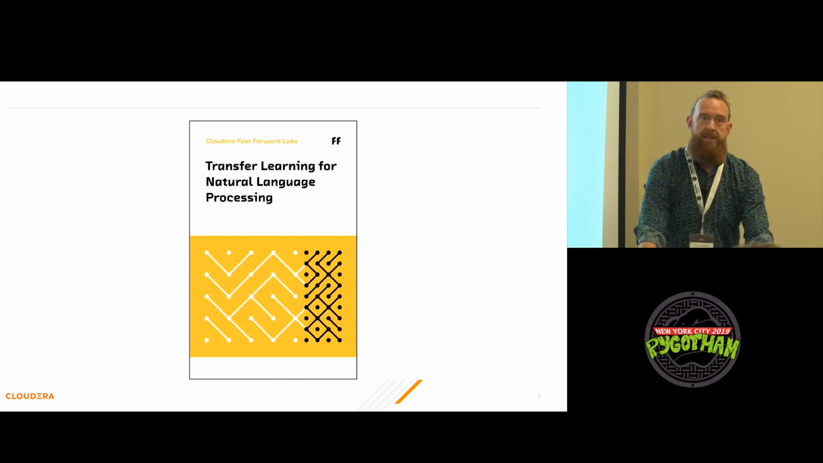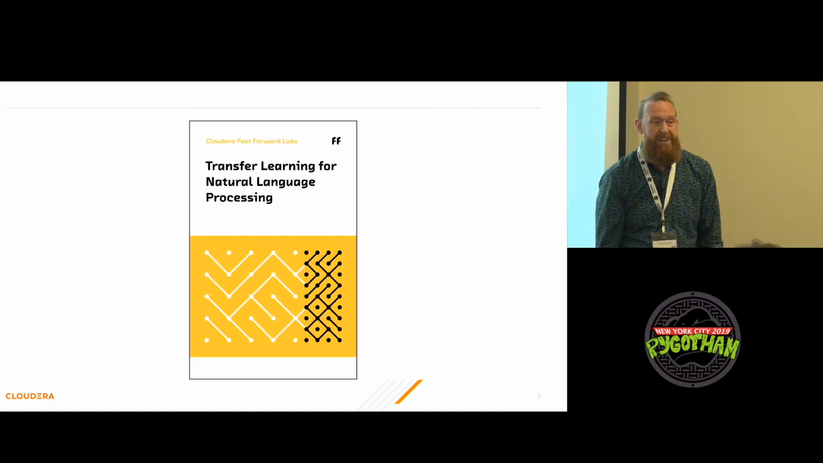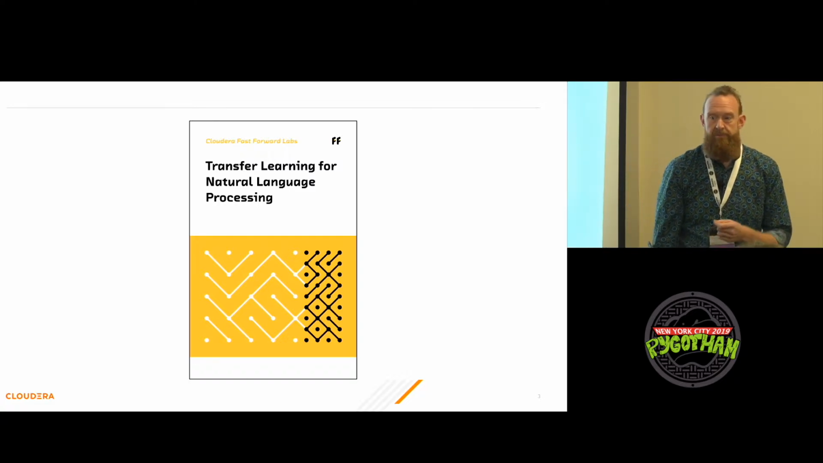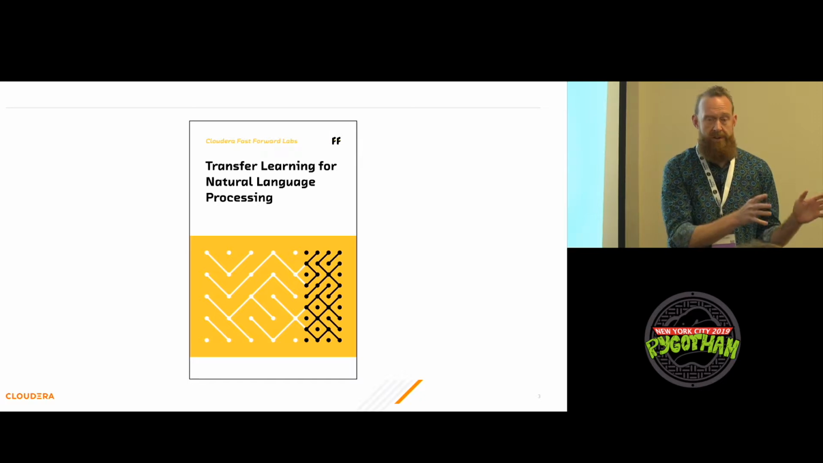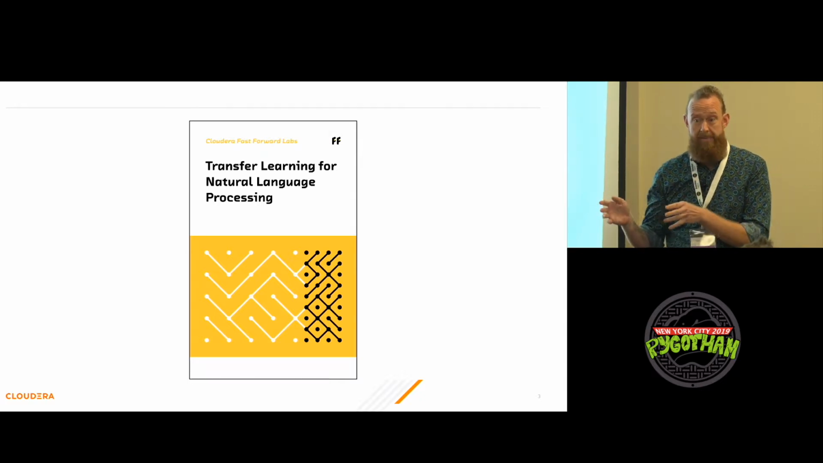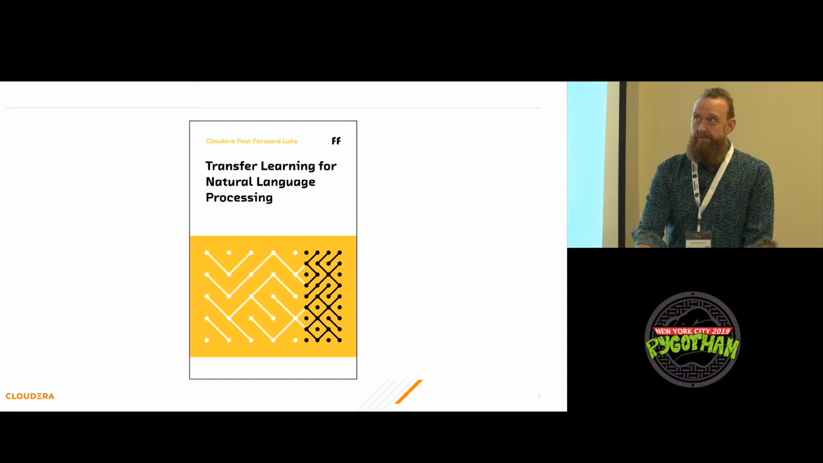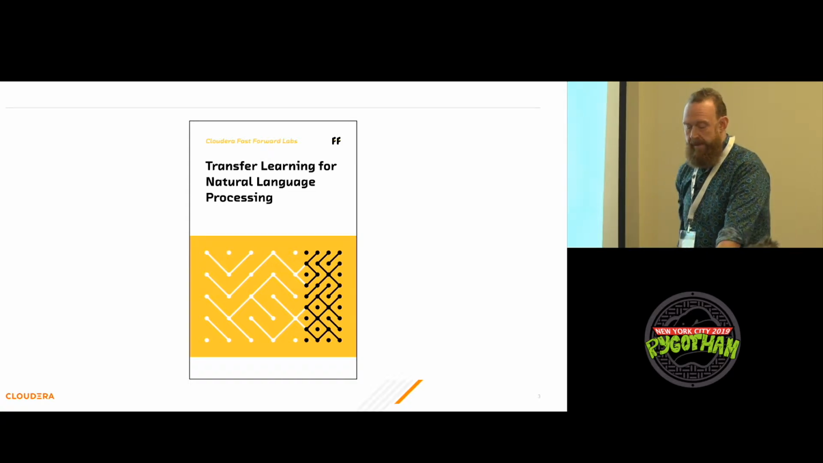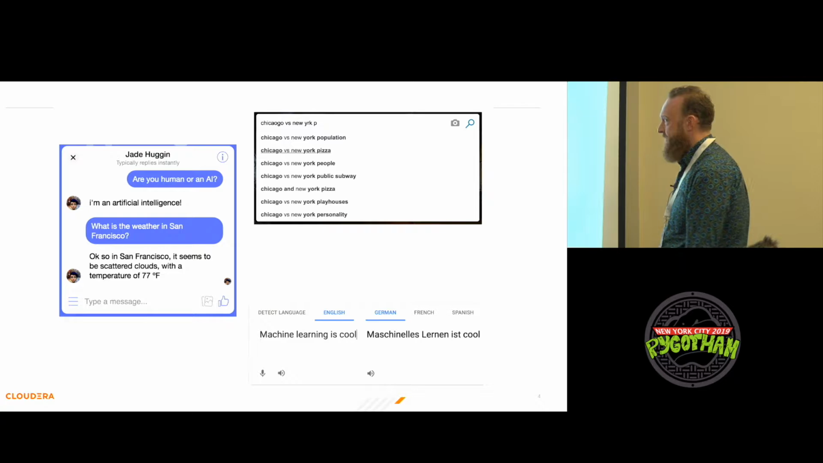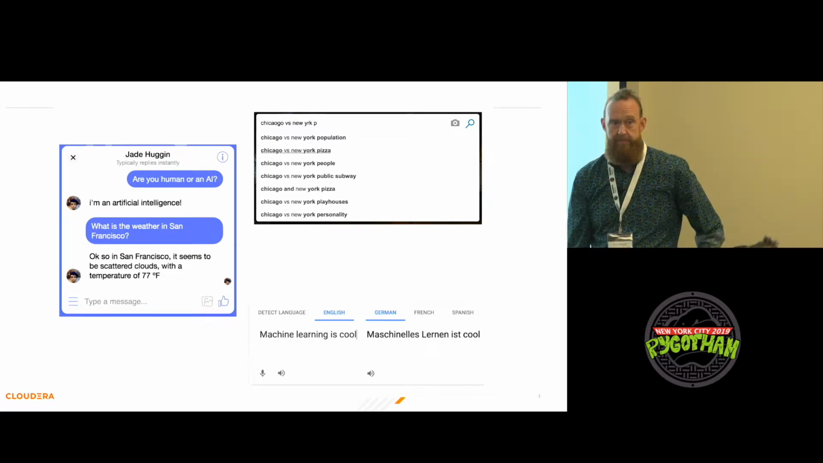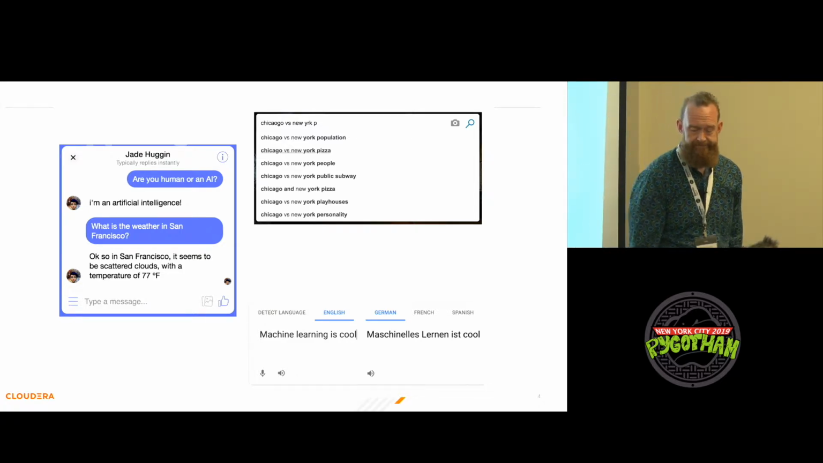Transfer learning is a procedure to reuse knowledge, reuse training from a problem in one domain and then apply it to a problem in a different domain. Transfer learning has enabled big leaps with NLP in particular. NLP is a very difficult problem to solve. It does cool things, but it's expensive to deal with.